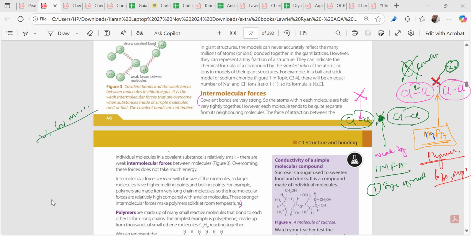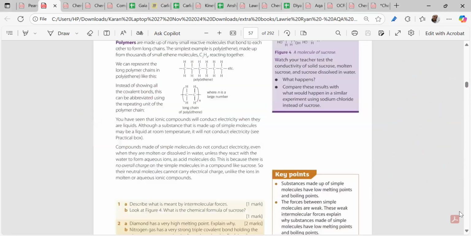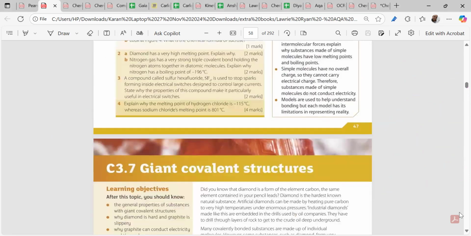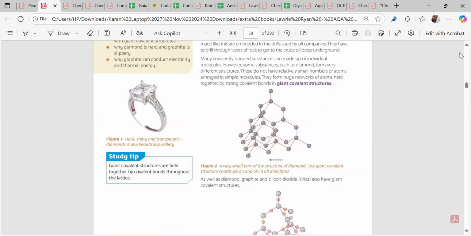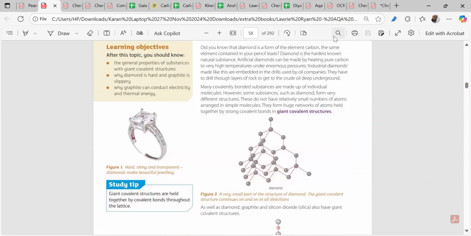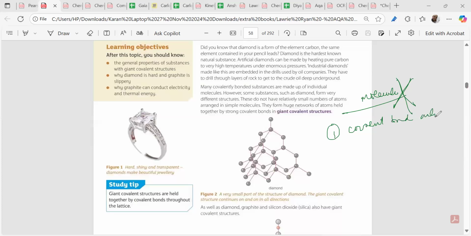But you know what? There are other covalent structures, such as diamond. Can diamond be considered a molecule? First, we have to understand this. Can diamond be considered a molecule? No. Why? Although diamond has only covalent bonds, does it have a fixed number of atoms? What do you think? Does it have a fixed number of atoms?